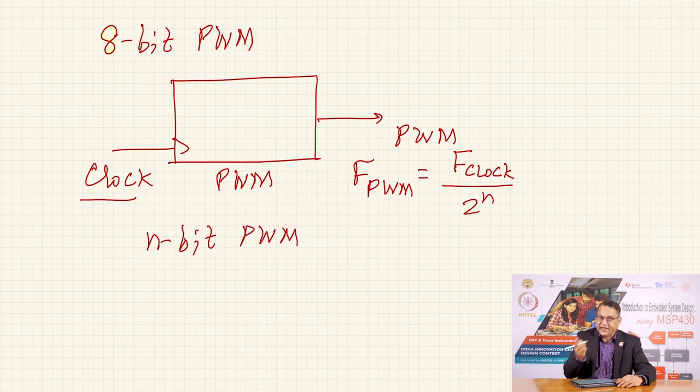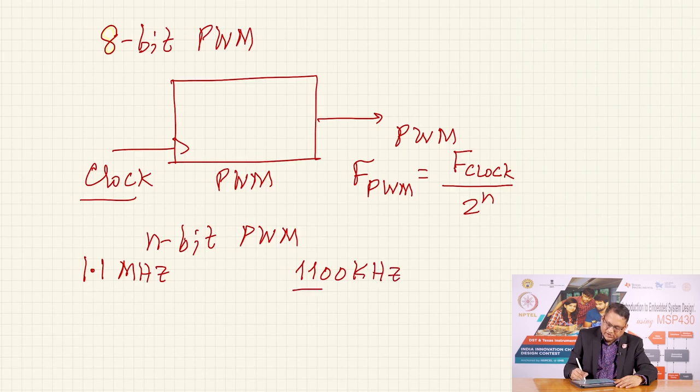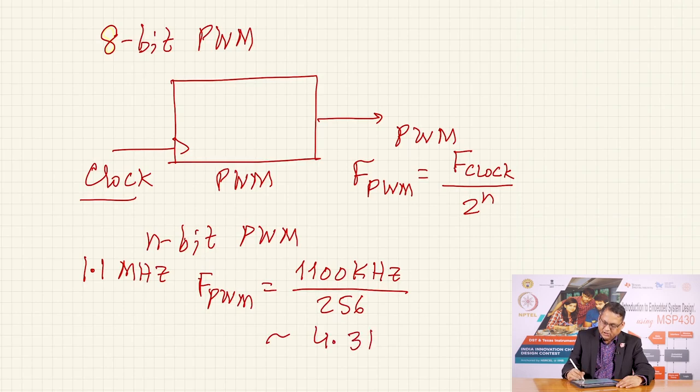So, if n is 8, and let me take an example, let us say the clock is, as we know, the default clock when you run your MSP430, the default clock at which the CPU starts working and the same clock can be fed to the timer, is 1.1 megahertz. Then you have 1100 kilohertz divided by 256, and the FPWM will be this, roughly 4.3 kilohertz.